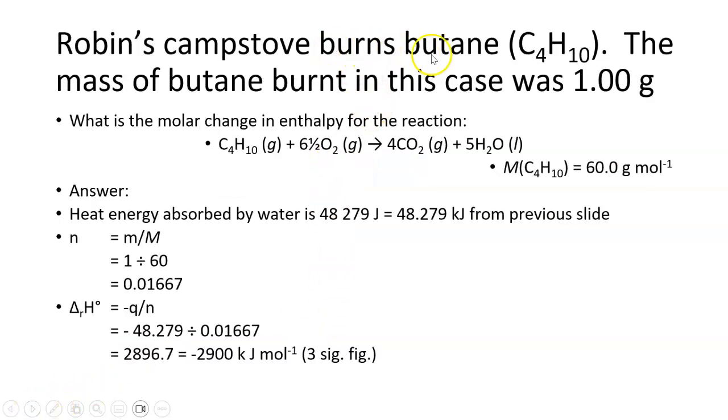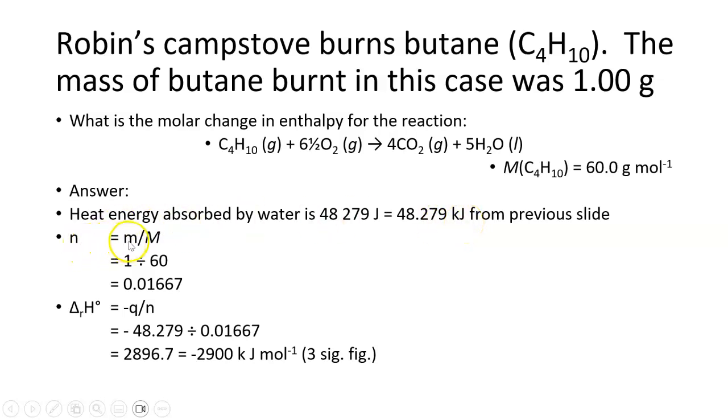Robin's camp stove burns butane. The mass of butane burnt in this case was 1 gram. What's the molar change in enthalpy for burning butane? Note you're given the molar mass of butane as 60 grams per mole. The heat energy absorbed by the water from 3 slides ago was 48,279 joules, which would be 48.279 kilojoules.